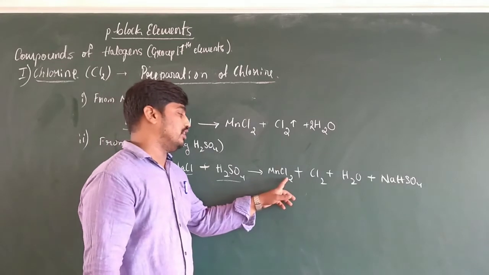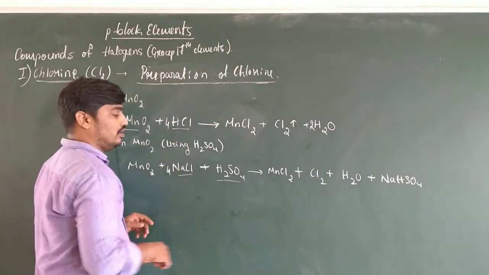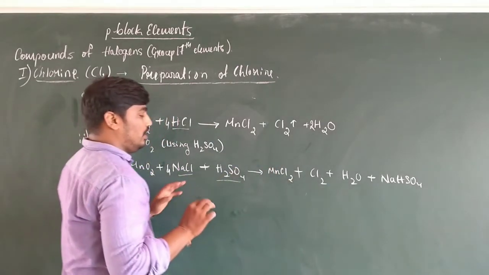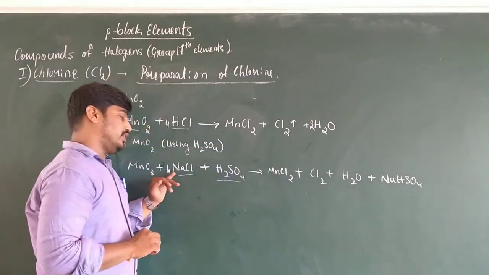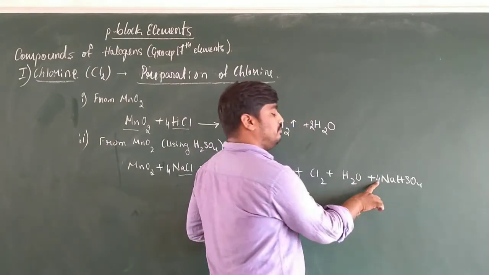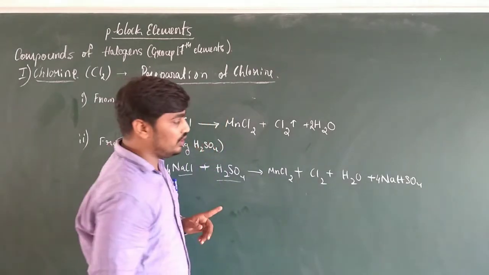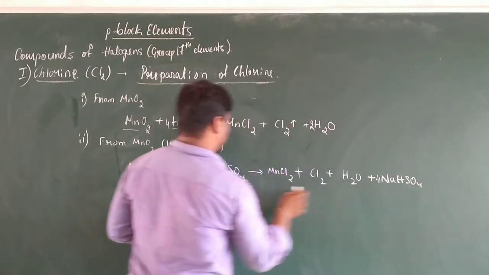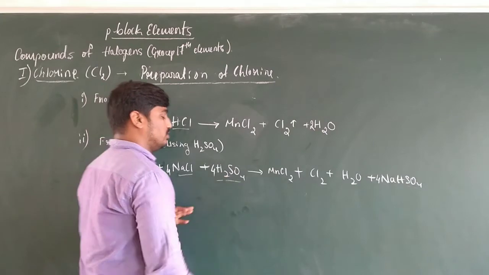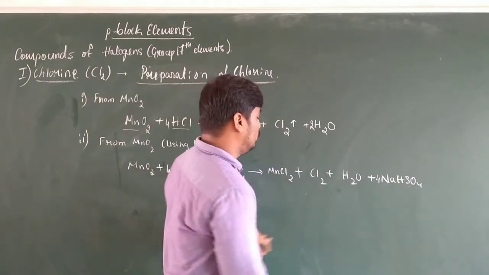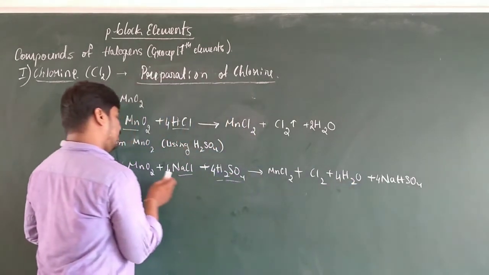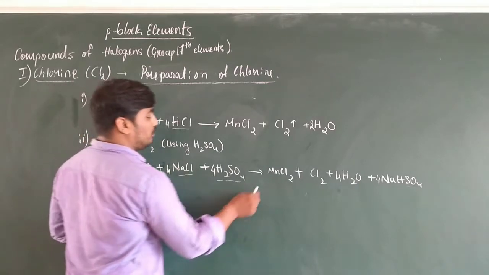Then how to balance this reaction? How many chlorines are there? There are 4 chlorine atoms, therefore 4 NaCl. Next, how many sodiums are there? There are 4 sodium atoms. Because of this 4 quantity of sodium bisulfate, we should multiply 4 for the sulfate. How many hydrogen now? 4 into 2, 8 hydrogen is there. Now only 2, therefore you should multiply 4. How many oxygen now? 4 oxygen. Here how many oxygen? Only 2. Multiply.